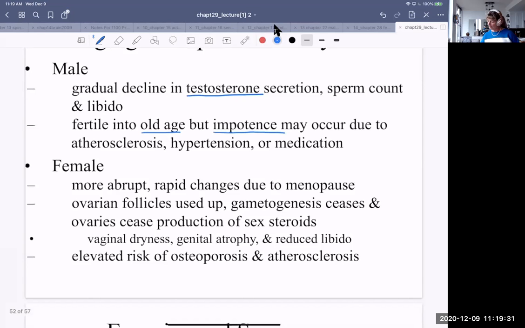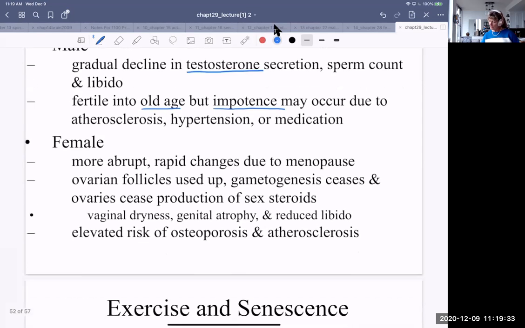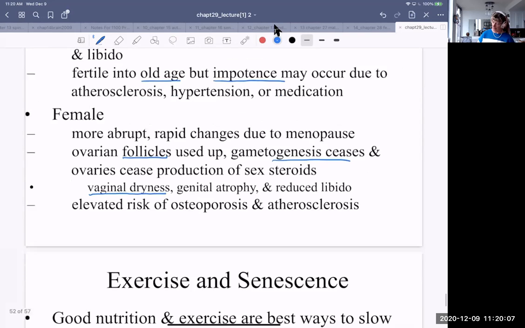Females have more rapid and abrupt changes. So the ovarian follicles, because there are only 400,000 or so at puberty, tend to be used up on a monthly basis. Gametogenesis ceases. The ovaries cease to produce the sex steroids. The results of that can be vaginal dryness and atrophy and reduced libido. There's an elevated risk of osteoporosis and atherosclerosis.